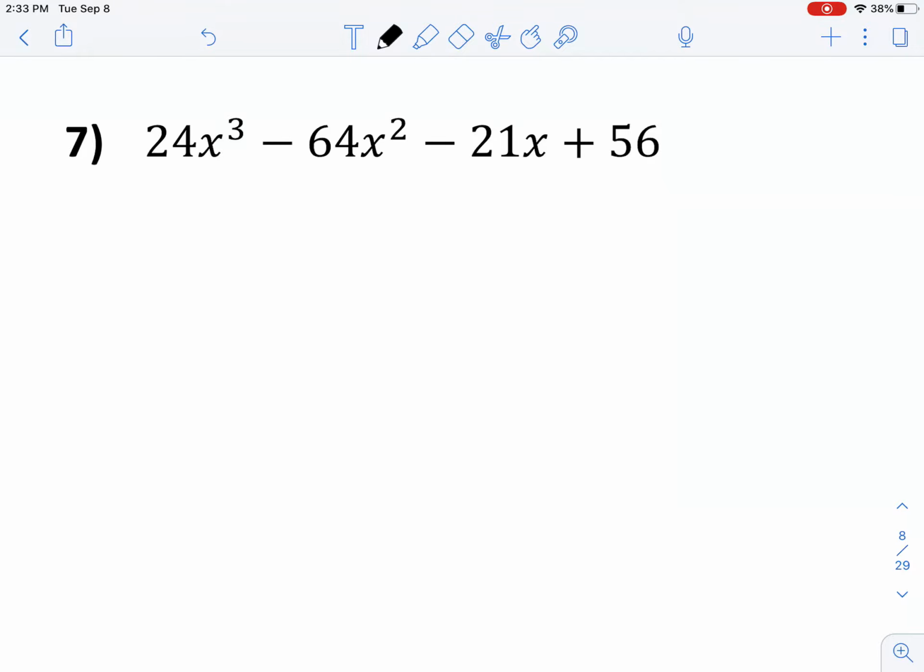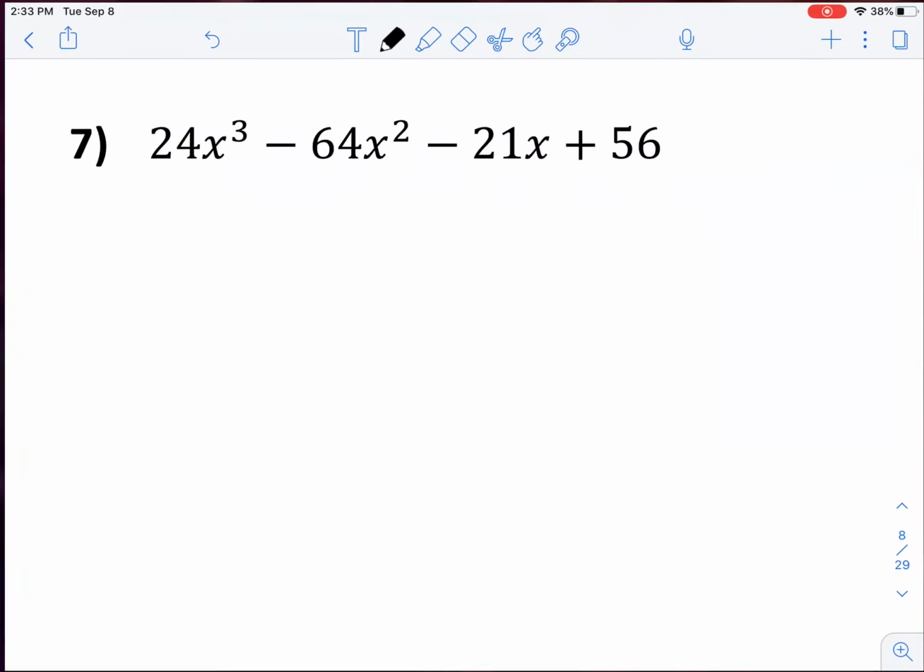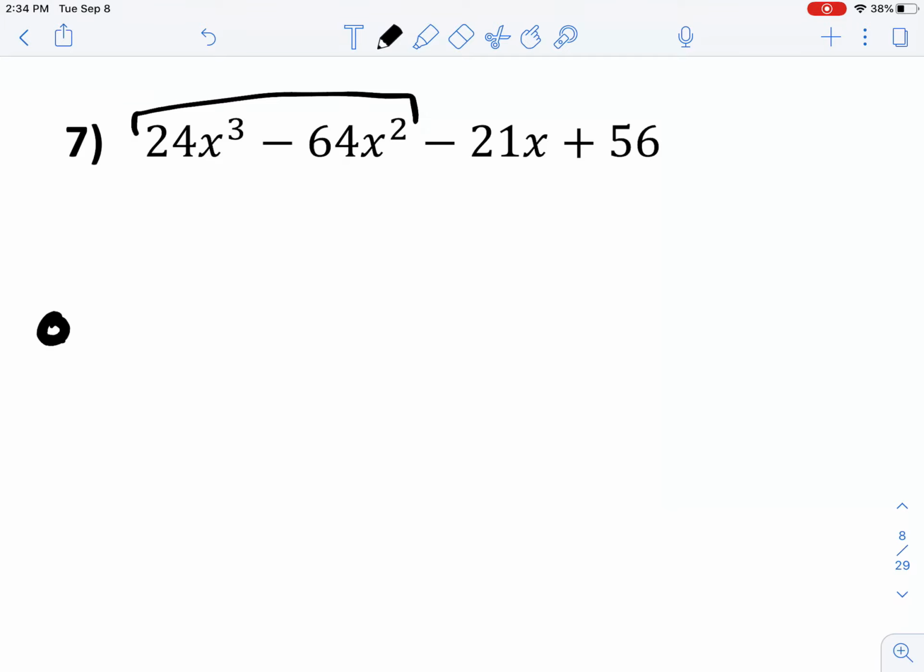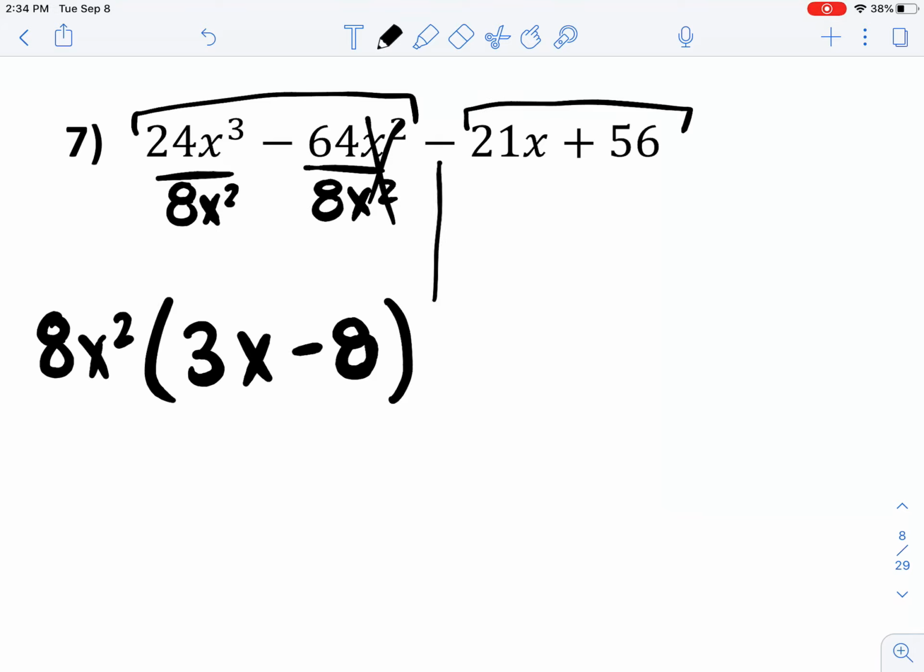Same thing, different problem. 24 and 64. So I'm going to go math num 9, 24 comma 64, and I get 8. So my GCF for group 1 is 8x squared. 24 divided by 8 is 3, and x to the third divided by x squared is just x. Negative 64 divided by 8 is negative 8, and my x squareds cancel. Now I always bring down this sign, so I'm bringing down the minus.